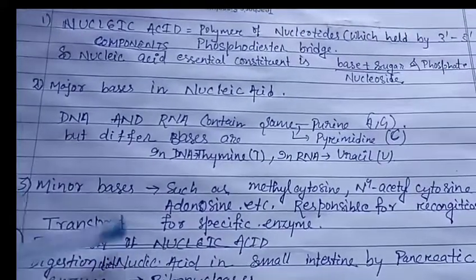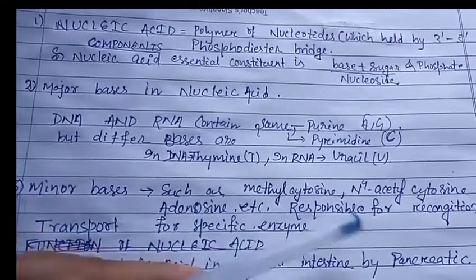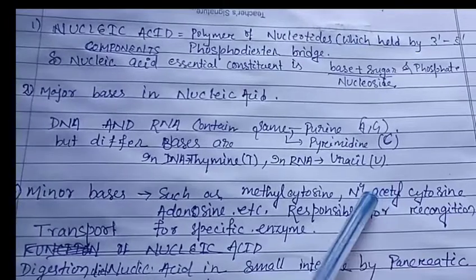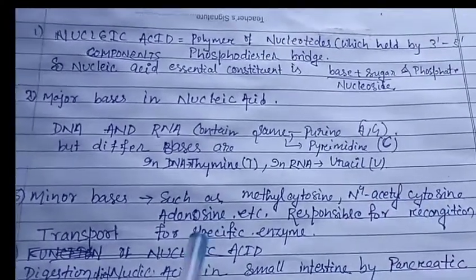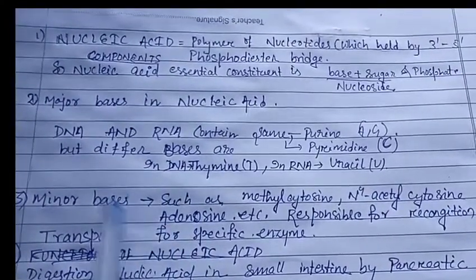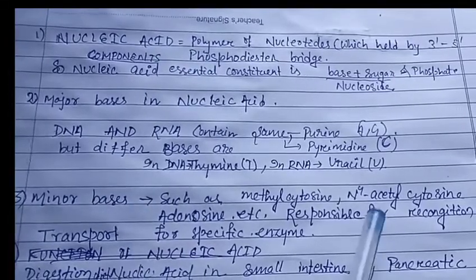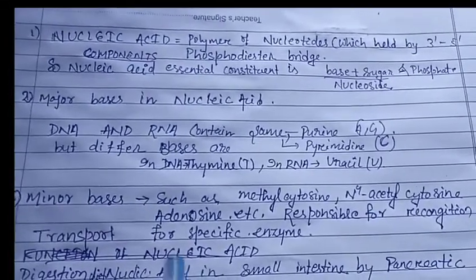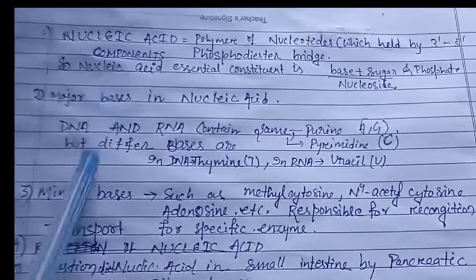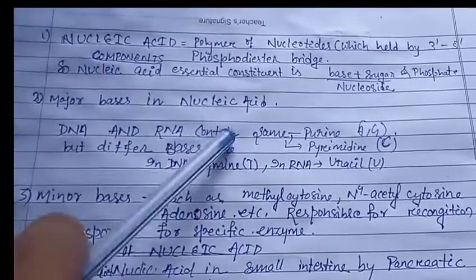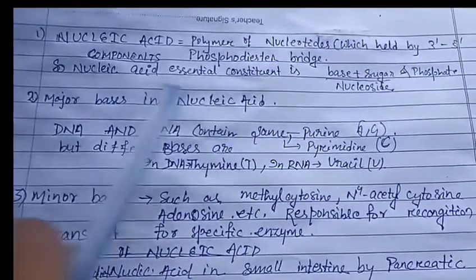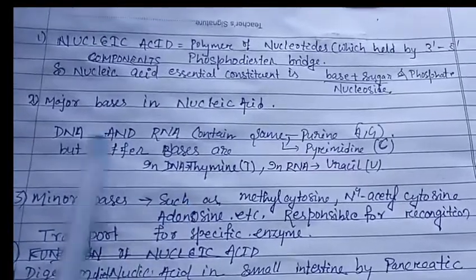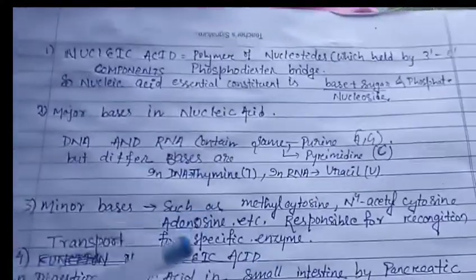What are the minor bases present in DNA and RNA? That is N4-acetylcytosine, adenosine. What is the function of the minor bases? They are responsible for recognition by specific enzymes. In that way we discuss the nucleic acid bases, which bases are found majorly and which are found minorly in DNA and RNA.